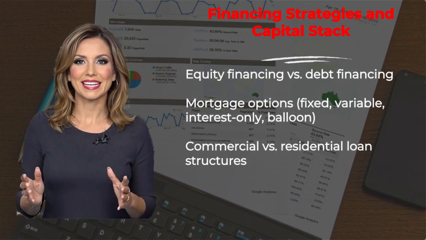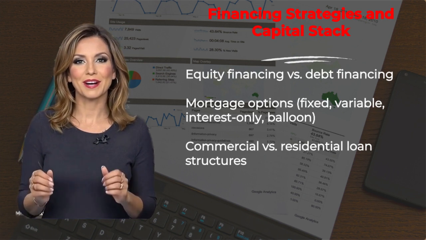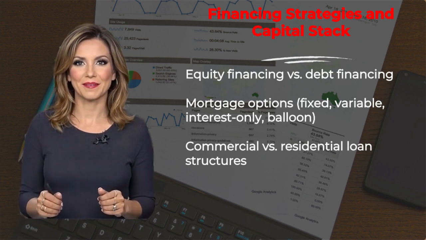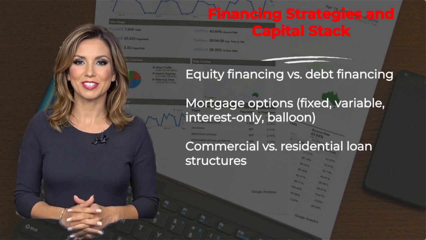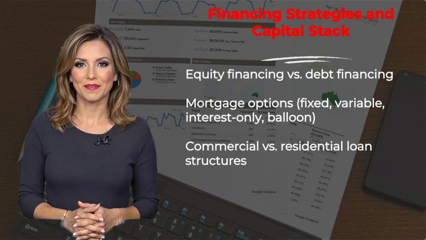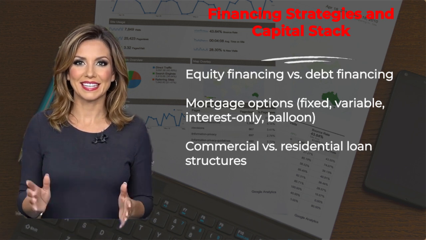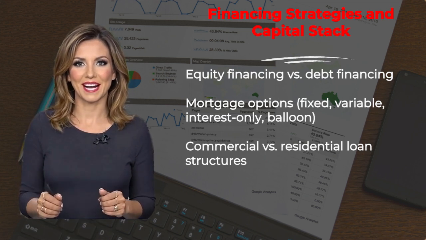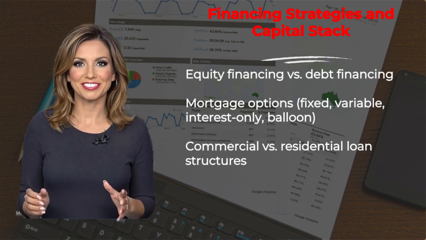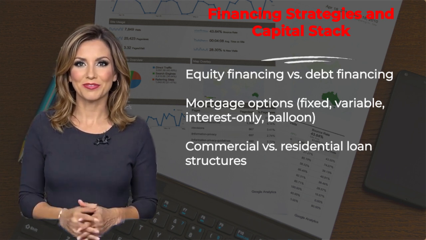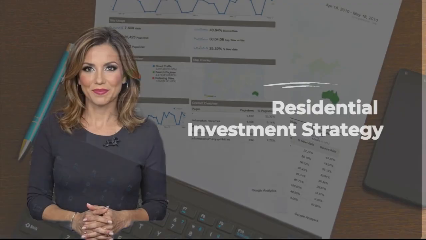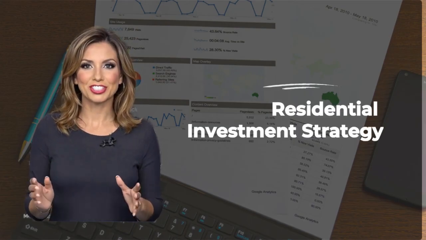Financing strategies and capital stack. Equity financing versus debt financing. Mortgage options: fixed, variable, interest-only, balloon; commercial versus residential loan structures. Mezzanine debt and preferred equity. Leverage impact, debt-to-equity ratio and its effect on ROI. Risk of over-leverage: foreclosure, credit risk, liquidity crunch.